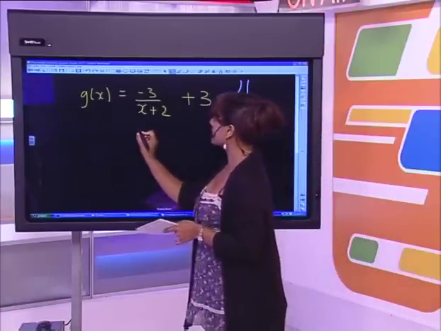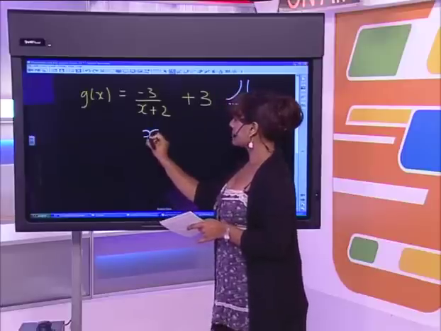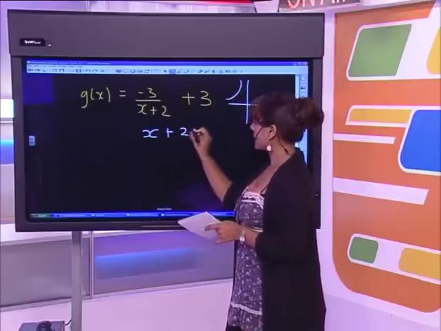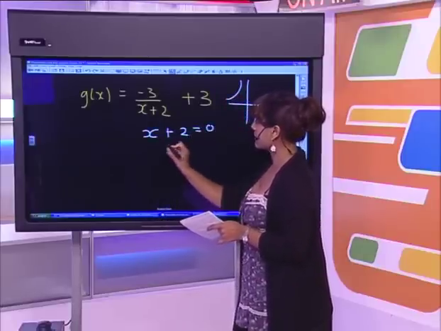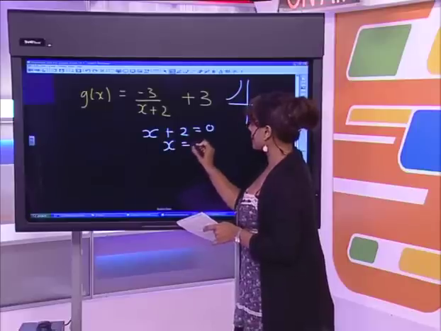So remember, to find the asymptote on the x-axis, I say x plus 2 is equal to 0, and I get x is equal to minus 2.